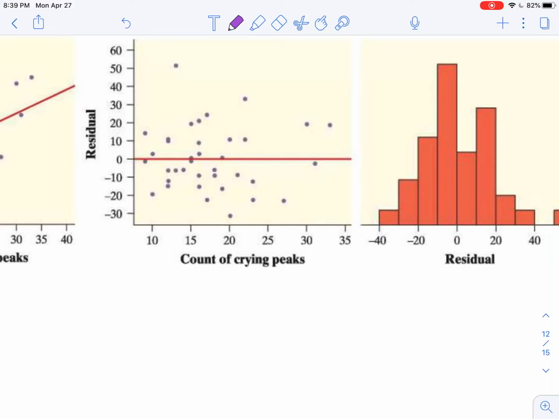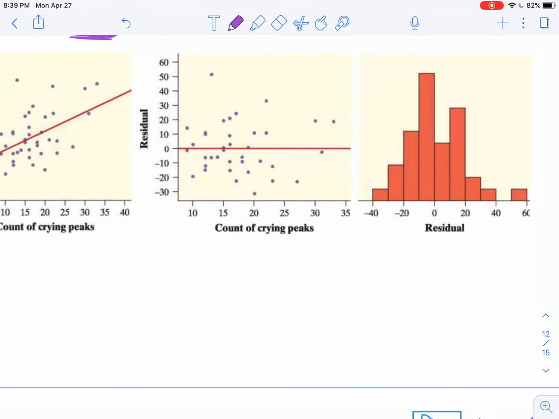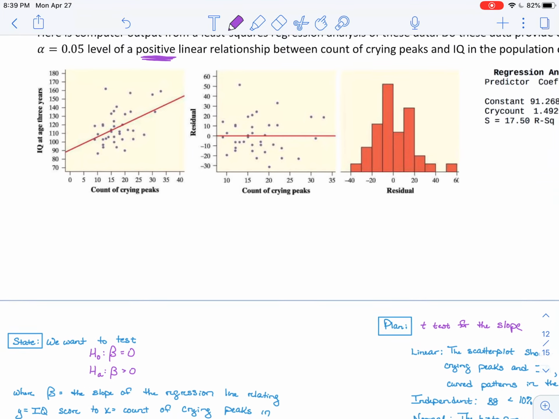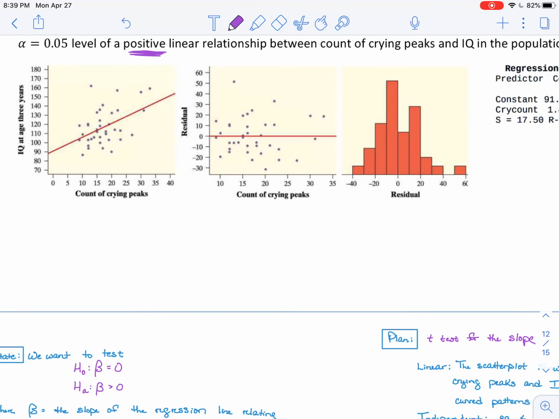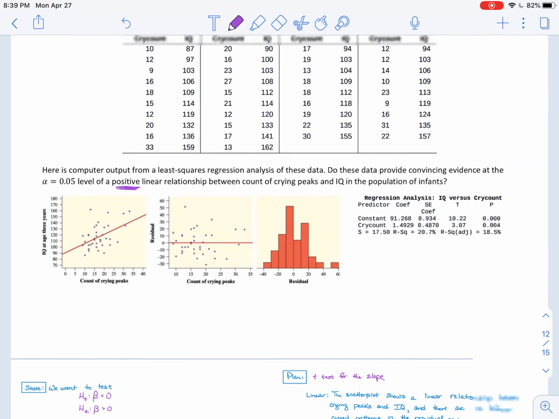And when I look at the residuals, there's not a curved pattern here. So there's not anything left over that could be explaining things. It's probably linear then is what that means. So that's the L of LINER.